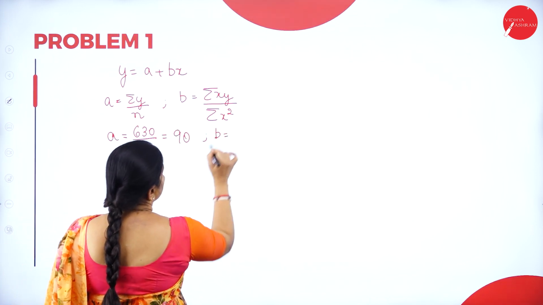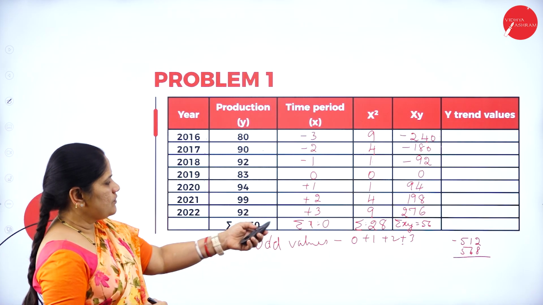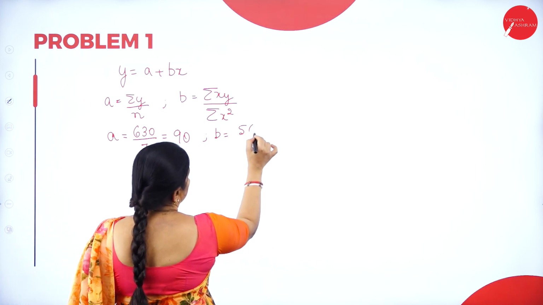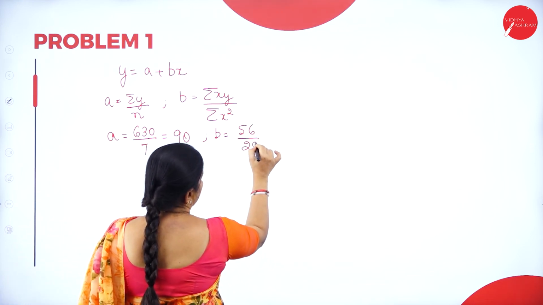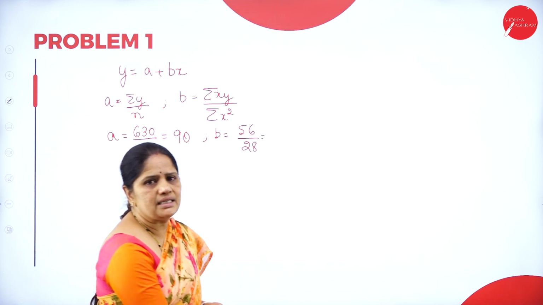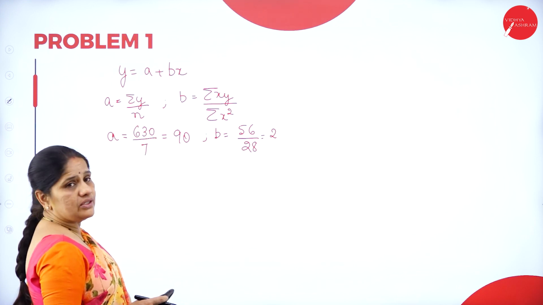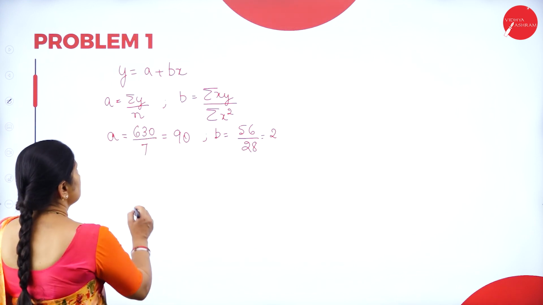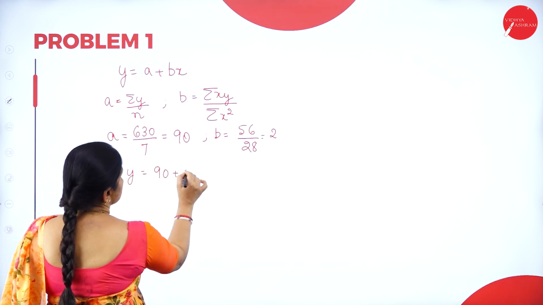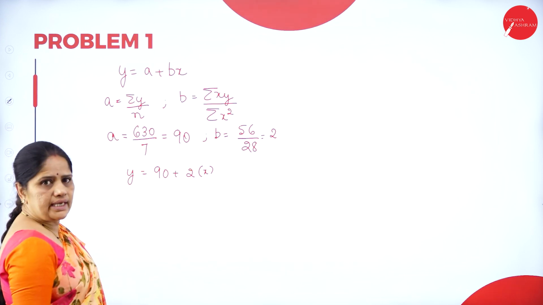And B will be equal to sigma xy. Sigma xy is 56. 56 divided by x square is 28. So 56 divided by 28, we get the answer 2. Now we substitute the values in the equation. So y equals 90 plus 2 into x. So we got this equation.